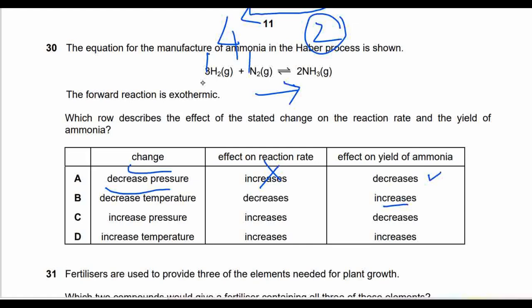rate for 30. So B is correct, as decreased temperature means less successful collision, but since this is exothermic, the forward reaction, so lower temperature will increase the yield, since the equilibrium will shift to the right. So B is correct.